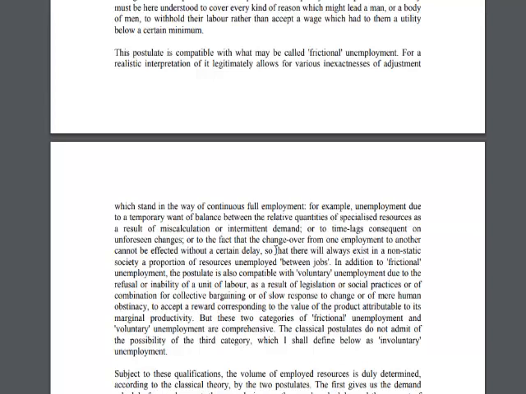And the fourth factor is a change in the desire to work. So the utility. If the laborer becomes less allergic to work, works harder, then the marginal disutility changes. So these are the four factors that he says can lead to changes in unemployment.